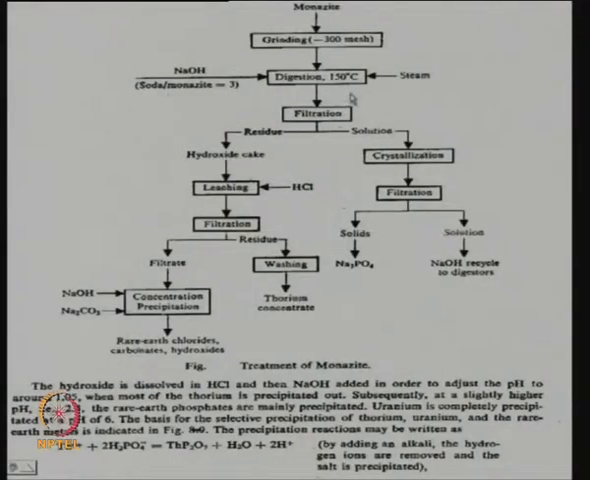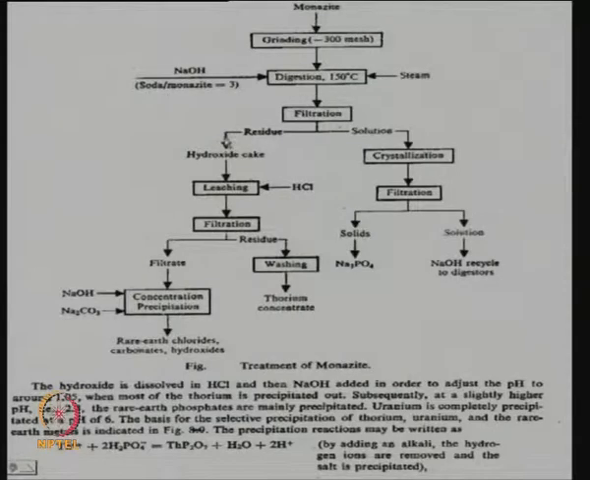In this case, the digestion is done at around 150 degrees with excess soda. Soda by monazite is equal to 3. If we filter, we get a residue and you get a solution. What will go in the solution? That is, so crystallization filtration, we will find that we have things that we are not interested in. From this we actually recover NaOH that we can recirculate.